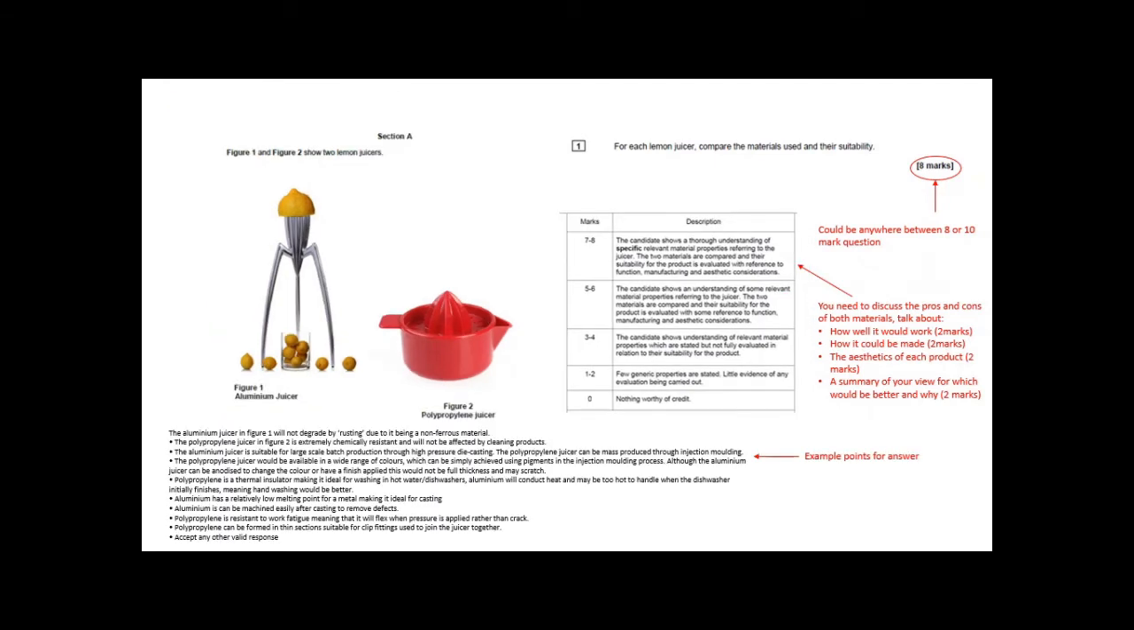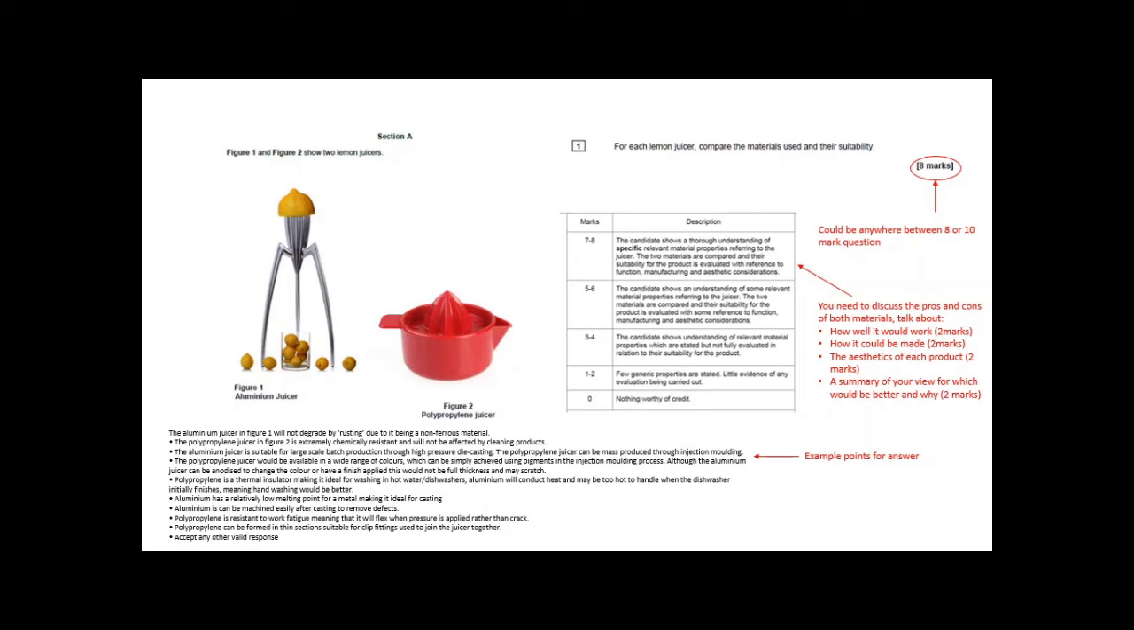So for this one particularly, you could have talked about the fact that it's an aluminium juicer, so it will not degrade or rust because it's a non-ferrous metal. The polypropylene one is extremely chemical resistant, so you can go in the dishwasher, it can have bleach wiped on it and it won't fade the colour of it.